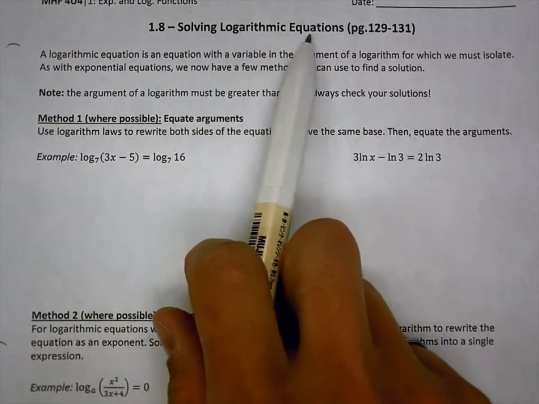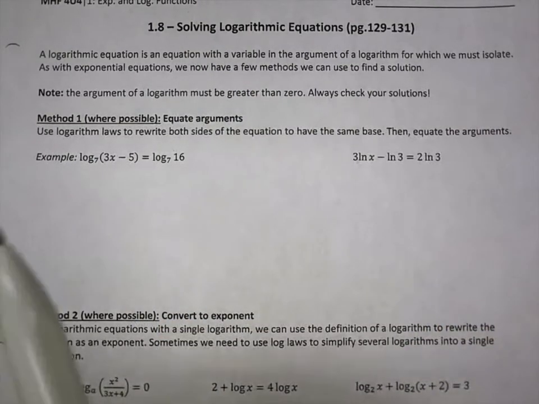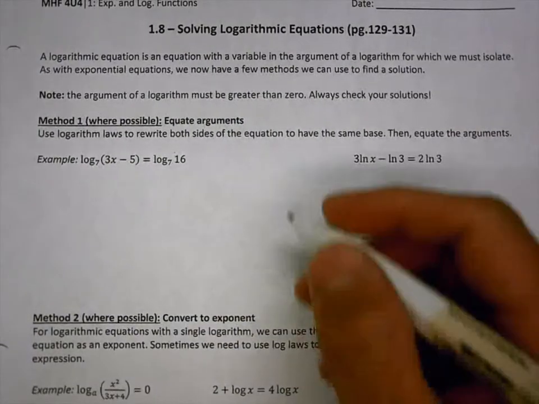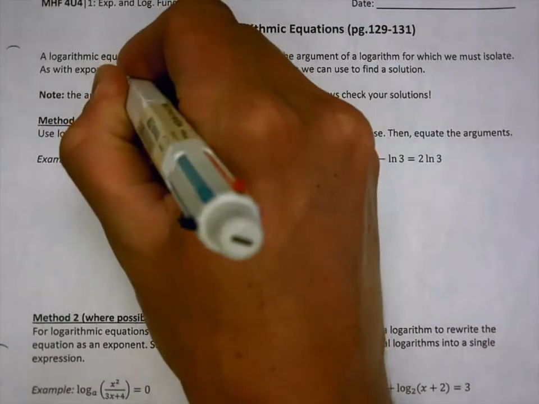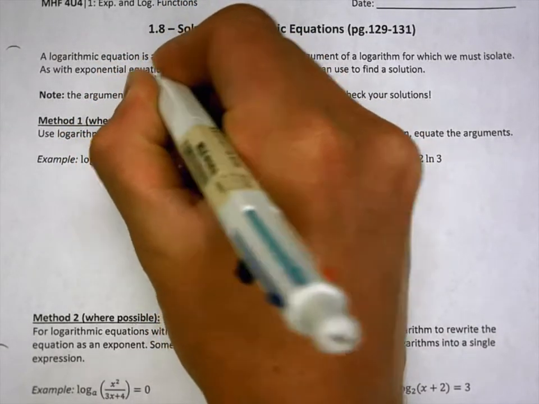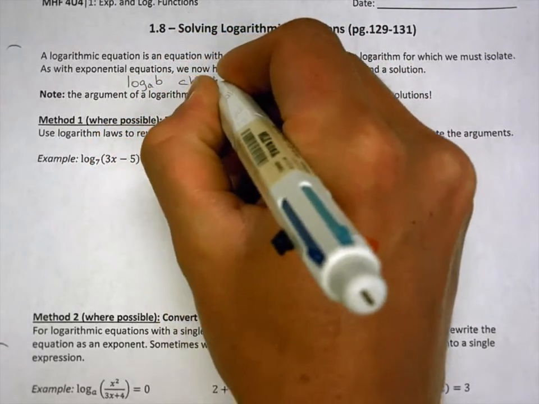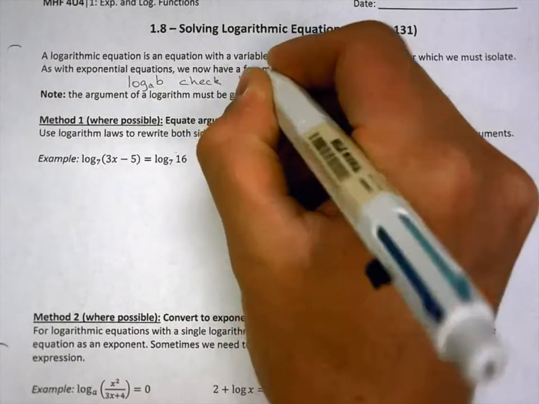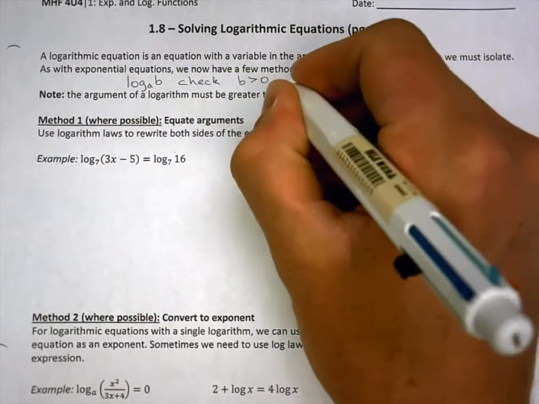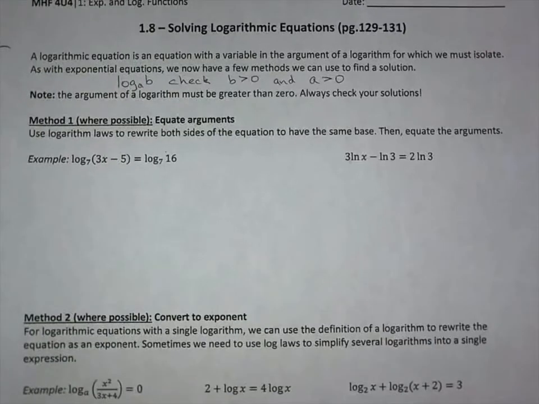Remember, an equation means there's an equal sign, and there's an unknown variable like x that you're trying to solve for. One thing we should keep in mind, and one little headache we're going to have today, is if you remember we have log b base a, we have to always remember and check that b is greater than 0, so b cannot be negative, and a is greater than 0. So keep those two things in mind.